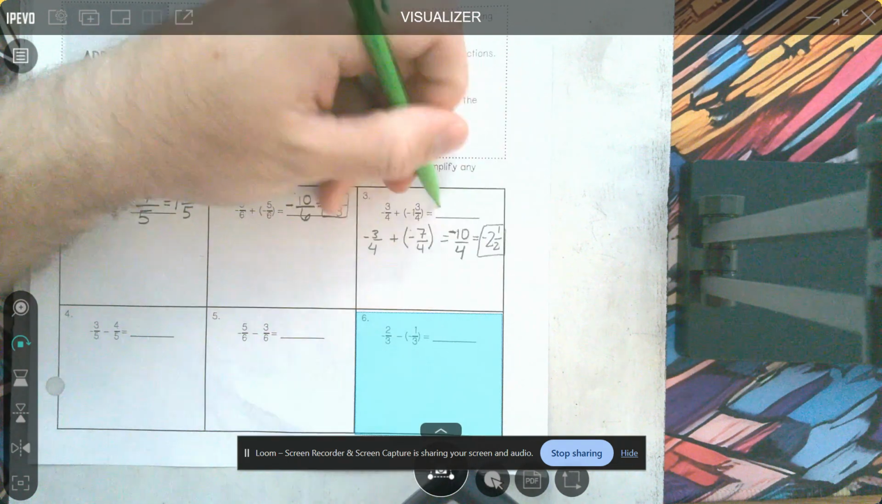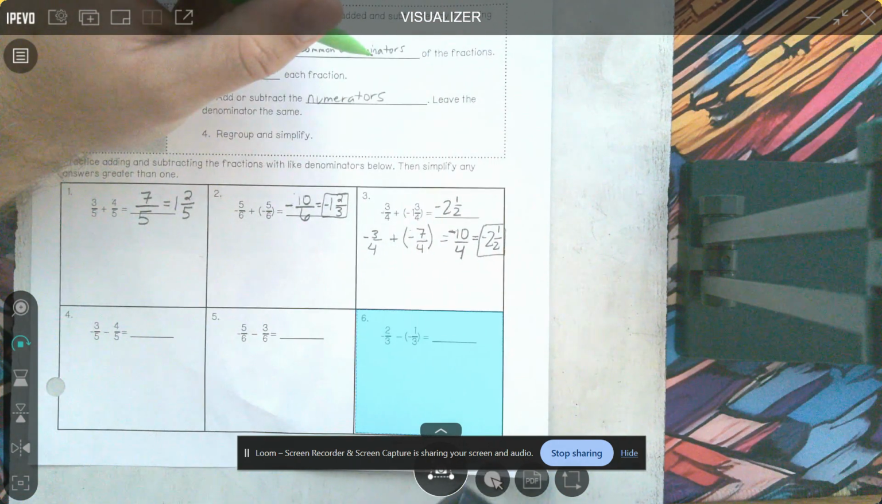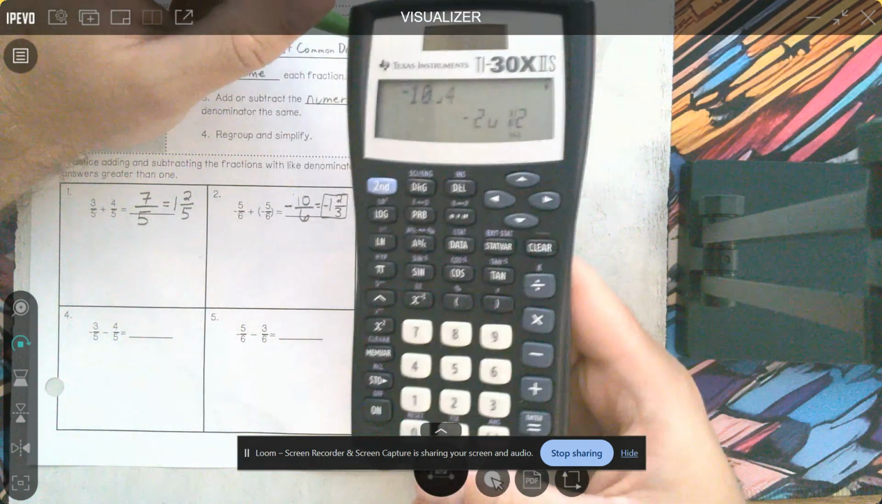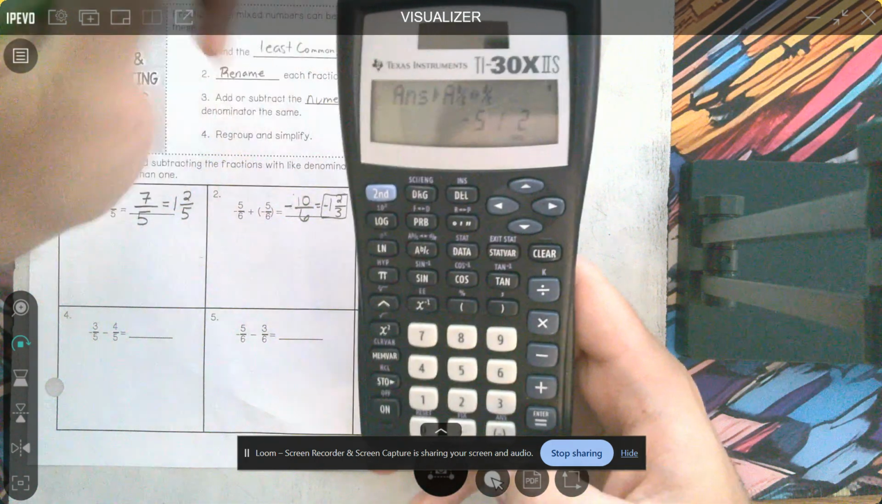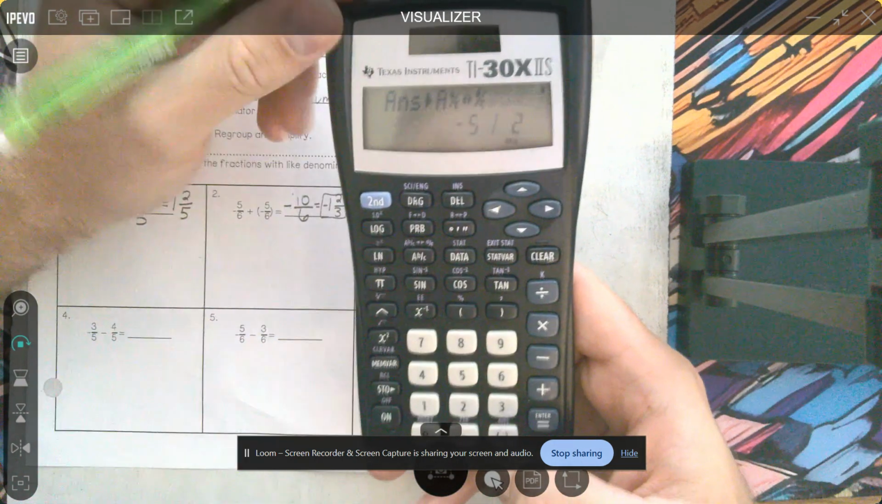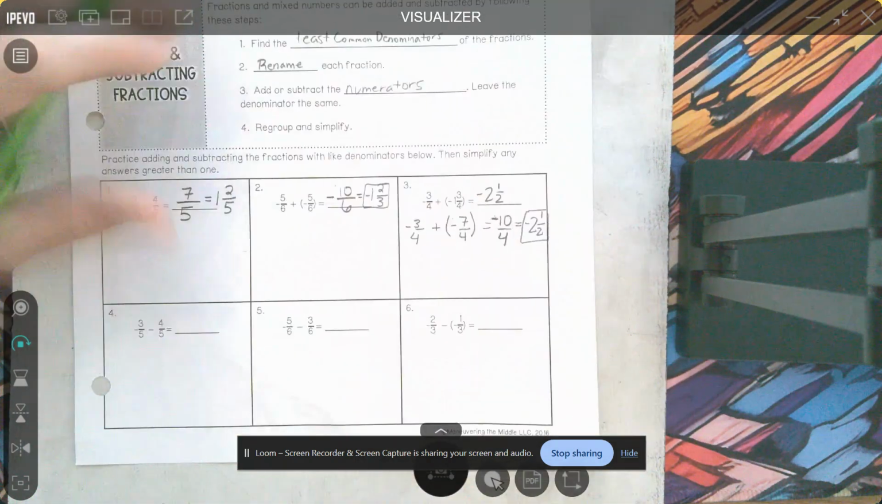-2 1/2 is your answer. Okay? And you can also convert that back to a mixed number if you'd like by pressing second ABC. That second ABC button will always convert it back and forth between mixed and improper. All right, so we just did 3 really good examples.